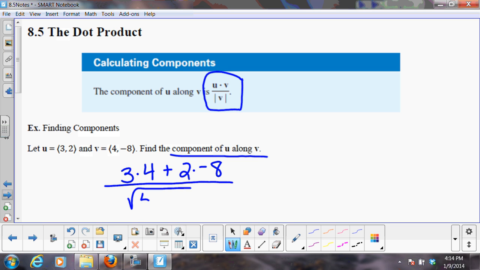So the square root of 4 squared plus negative 8 squared. This comes out to be negative 4 over 4 square root 5. Our 4's can reduce. Rationalize the denominator. Negative square root 5 over 5.